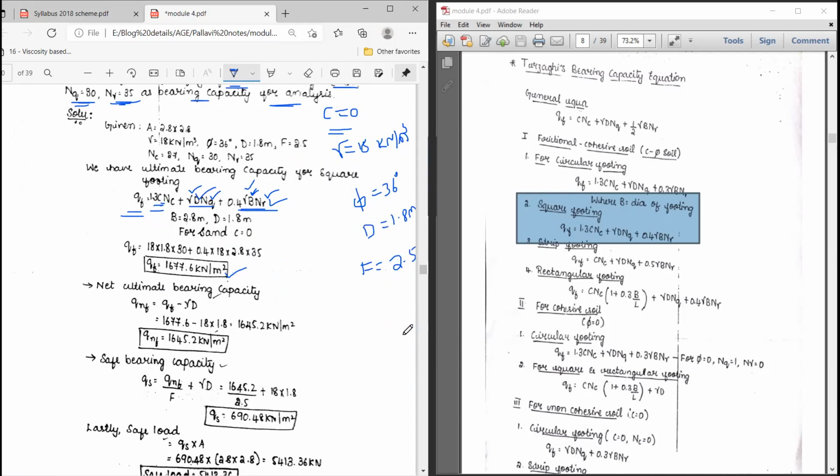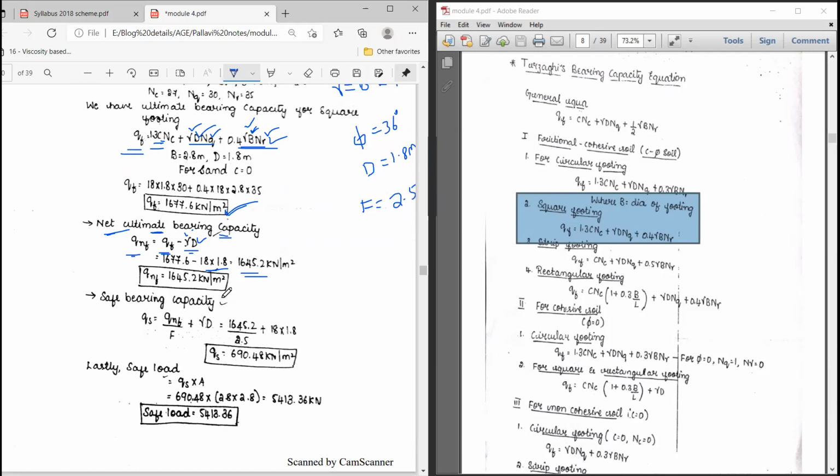Now, once ultimate bearing capacity is available, as I explained in our previous class, net ultimate bearing capacity is given by the formula Q suffix NF is equal to Q suffix F minus gamma D. Q suffix F you found in the previous step, that is 1677.6 kilonewton per meter square, minus gamma 18 and depth 1.8. Substituting, the net ultimate bearing capacity is 1645.2 kilonewton per meter square.